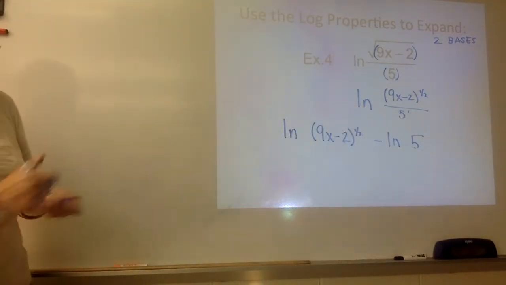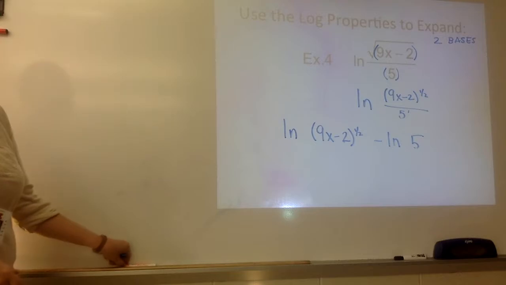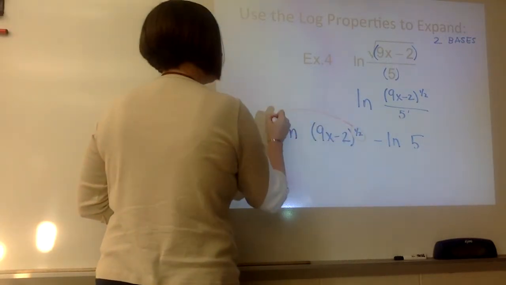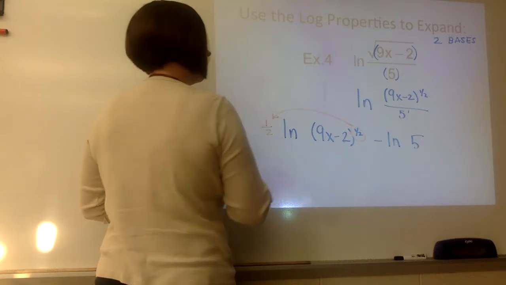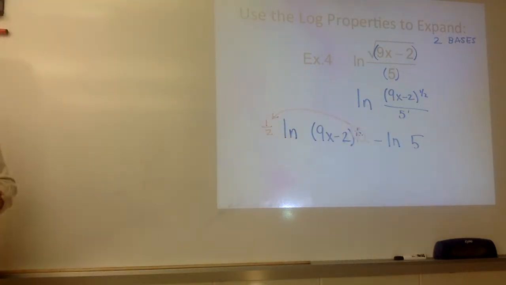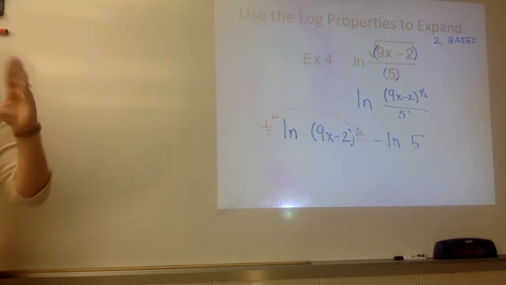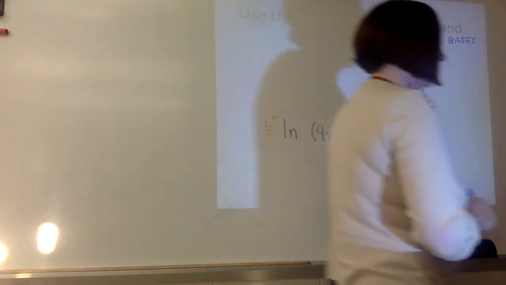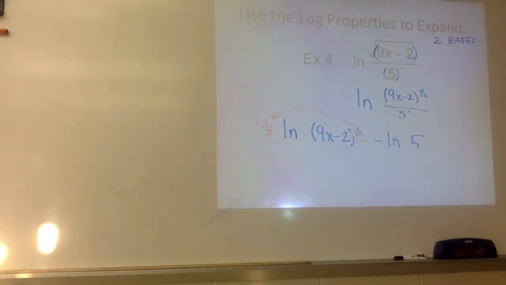And like the last problem, I'm going to take that 1/2 and move it where? It's going to be moved out front, correct? 1/2. So this is now gone. So I have 1/2 natural log of 9x minus 2, which is a base that stays together. I can't split the 9x because there's a minus sign with it, and ln of 5. What questions do you have on this example? Because we're going to change and do a different type. Yes, ma'am.